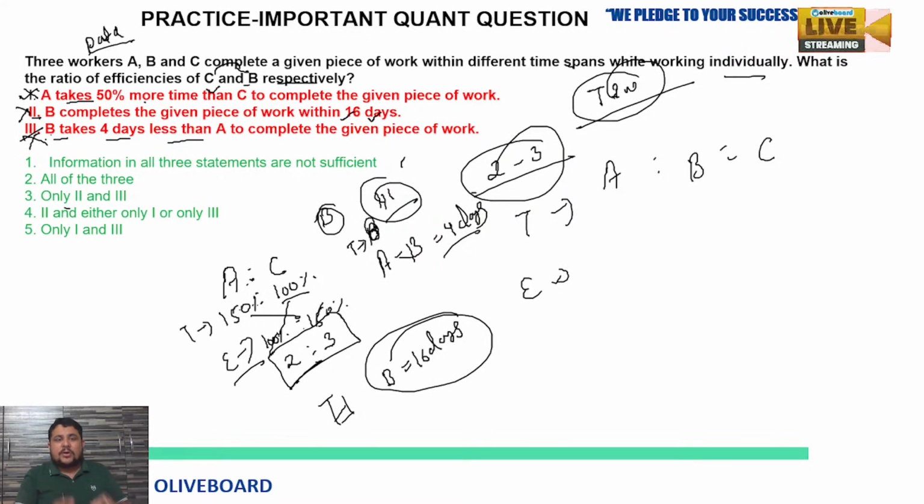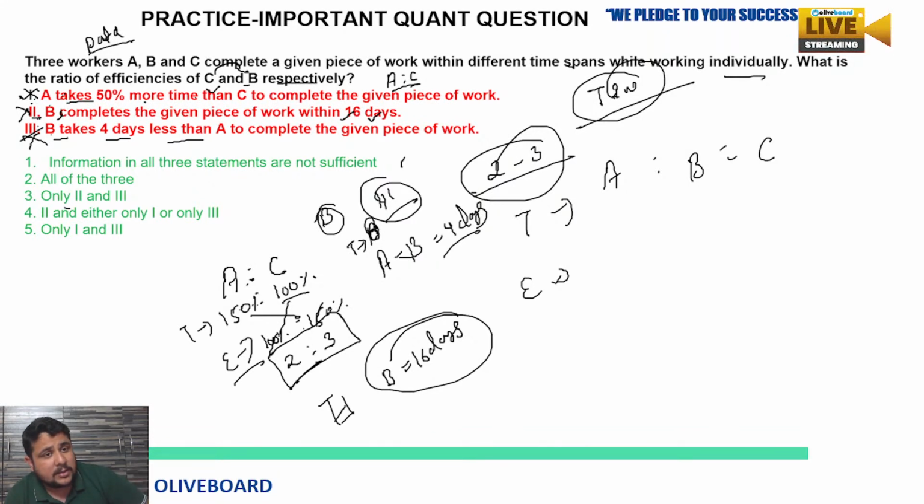So first thing you have to go like this, alone, whether the data alone is sufficient or not. Now just check the merger, means first and second together. So the first is talking about A and C, the efficiency ratio, but the second one talks about only B. So we can't connect this because there is no such connection. So first and second also not sufficient.